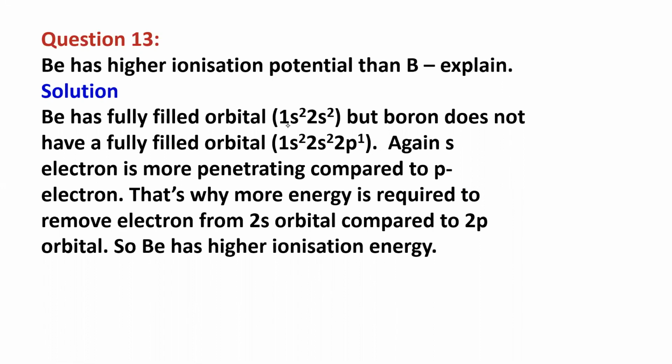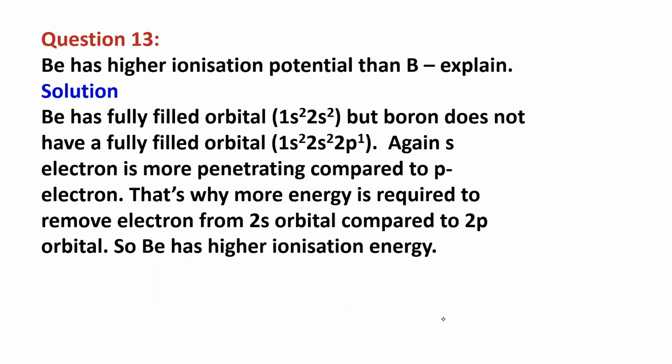Again, s electron is more penetrating compared to p electron. That's why more energy is required to remove an electron from the 2s orbital compared to the 2p orbital. So beryllium has higher ionization energy than boron. So I hope it is clear now.